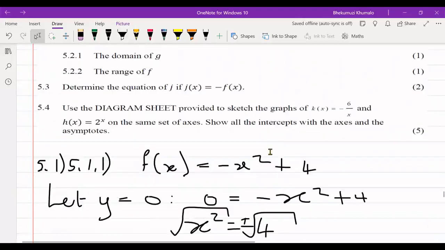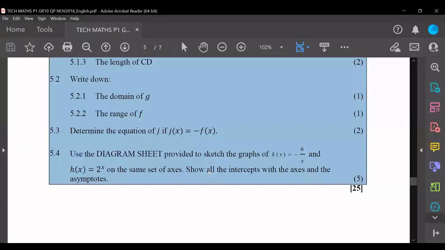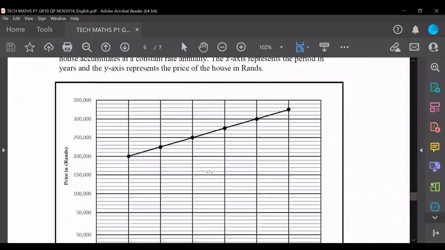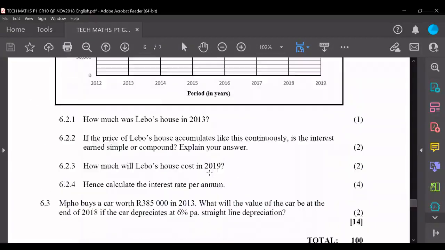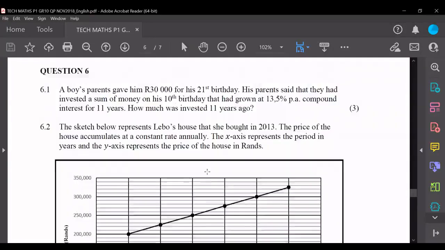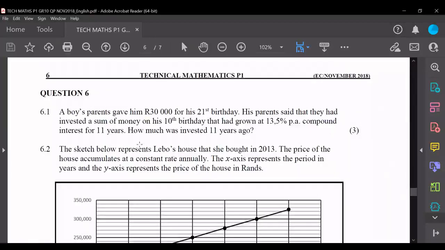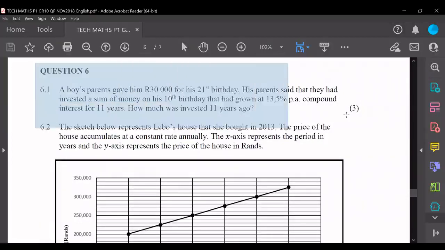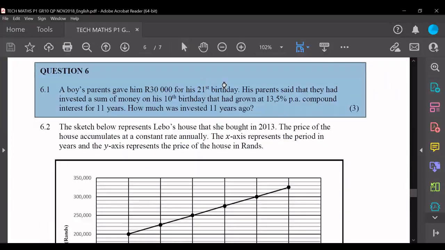So basically, that's question 5. I think that was the last question. Yeah, it was the last question. So now let's continue to the final questions, and this has to do with finance. So this is question 6. So let's start off with the first one. I'm going to just take the first one on its own.